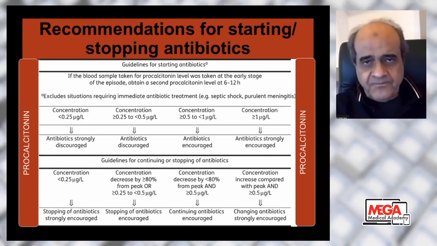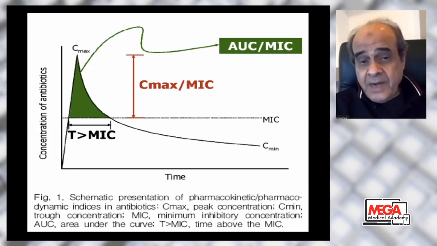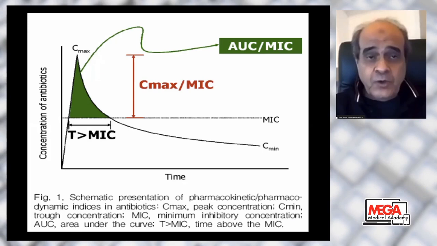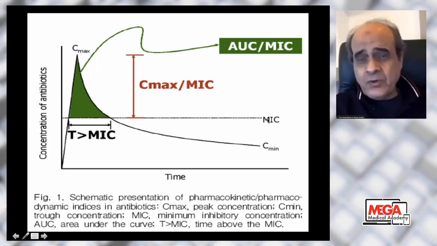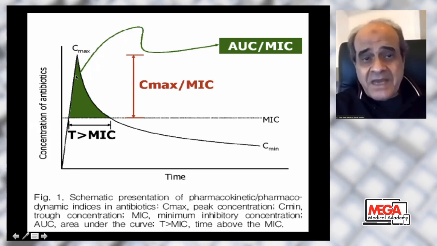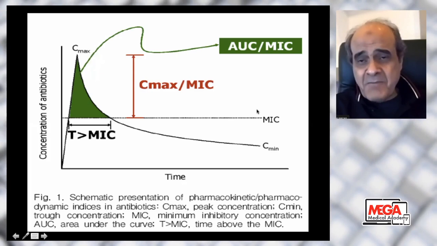Also, the pharmacokinetic and pharmacodynamic parameters of the antibiotic are very important to be oriented with. We have to know what the maximum concentration is, which is the peak dose. What is the minimum inhibitory concentration, the MIC, which affects every organism? And what is the time spent by the antibiotic between the peak and the MIC, and also the duration of the concentration and the pharmacokinetics?